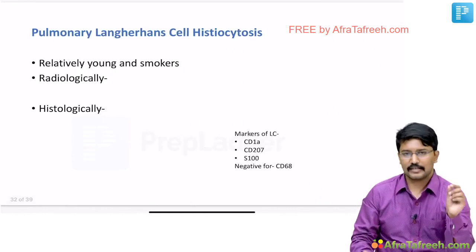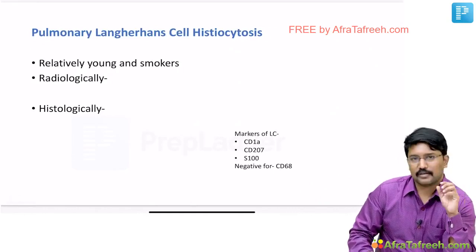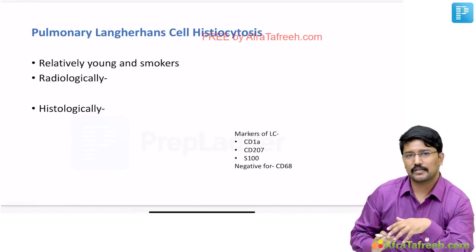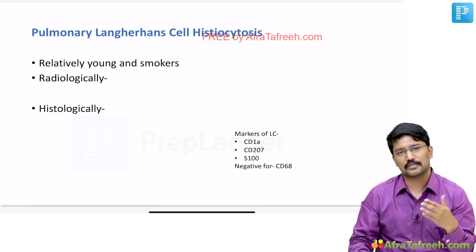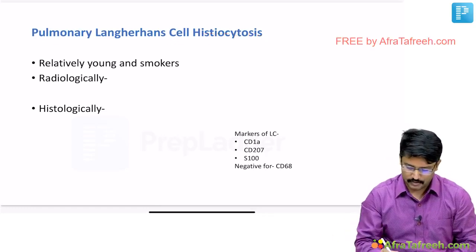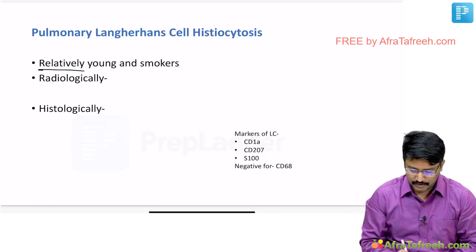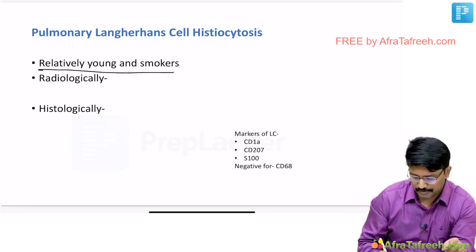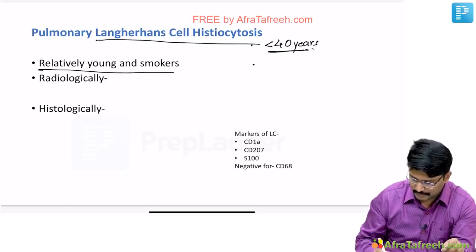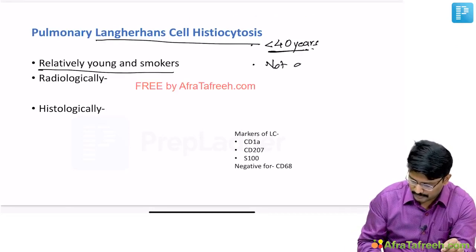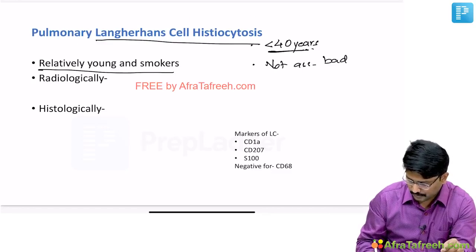As I listed earlier, pulmonary Langerhans cell histiocytosis is a little different entity compared to the Langerhans cell histiocytosis that we see in other organs. Okay. So here, typically it occurs in young smokers. I mentioned it can occur much before the age of 40 years. And it is one LCH type which is not associated with bad prognosis, especially if the person quits smoking.